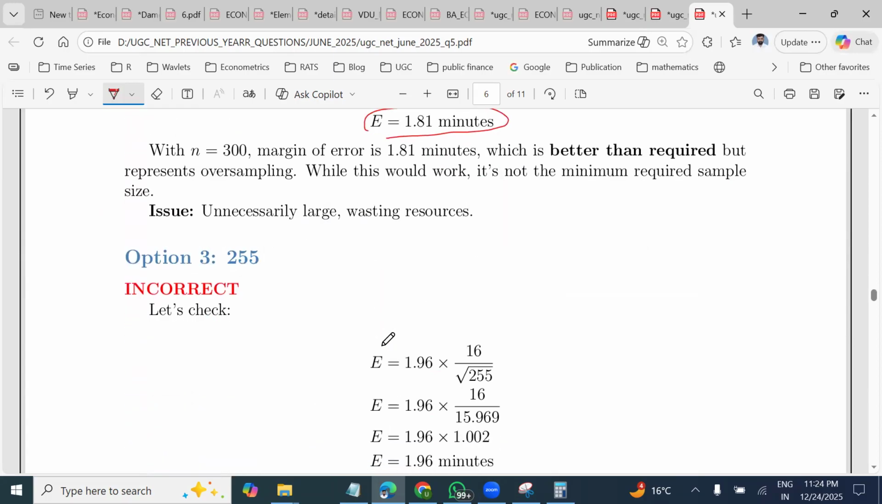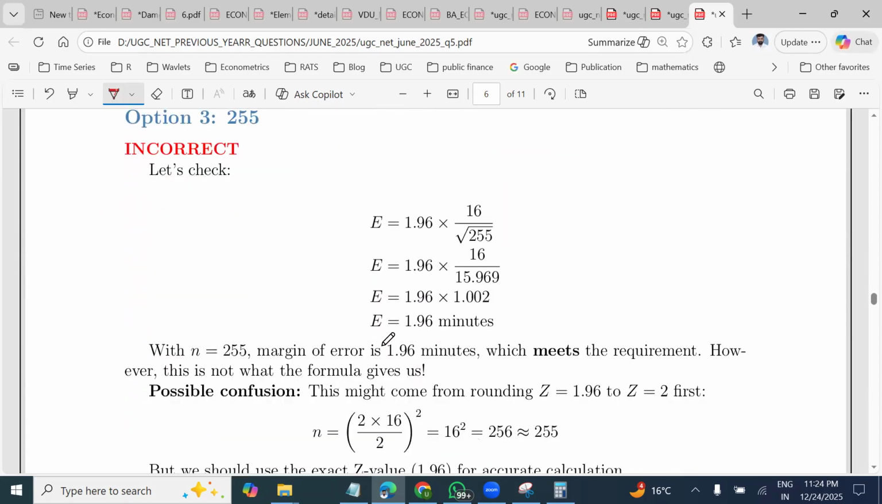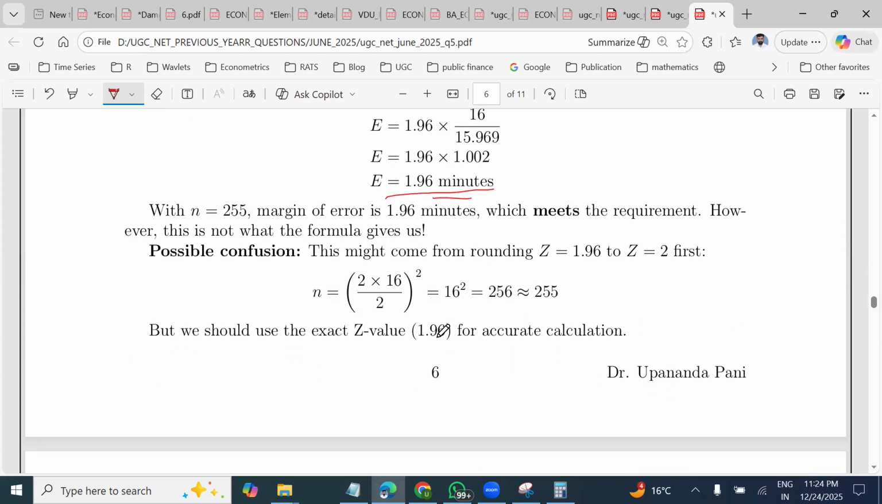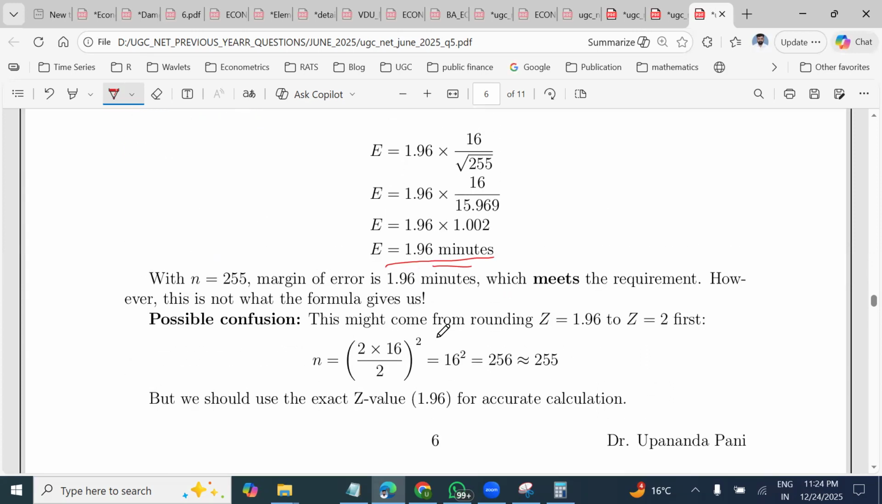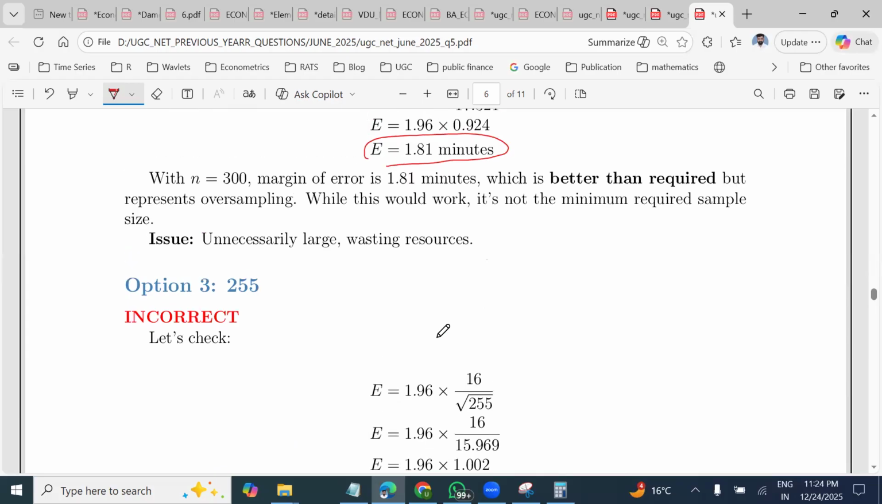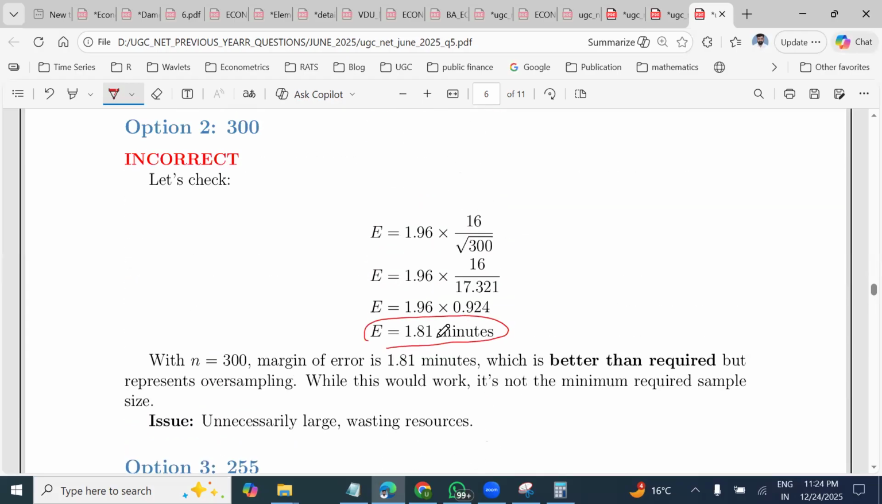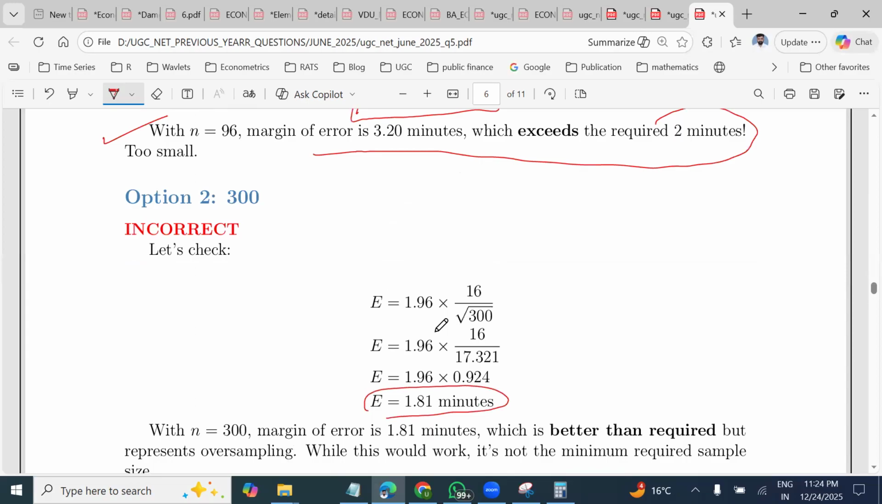So now option number 3, 245, it is 1.96. Very close answer they have asked. Are you getting my point? So this method is easier than the first one, sir. But I'm just telling. They are asking very close options.